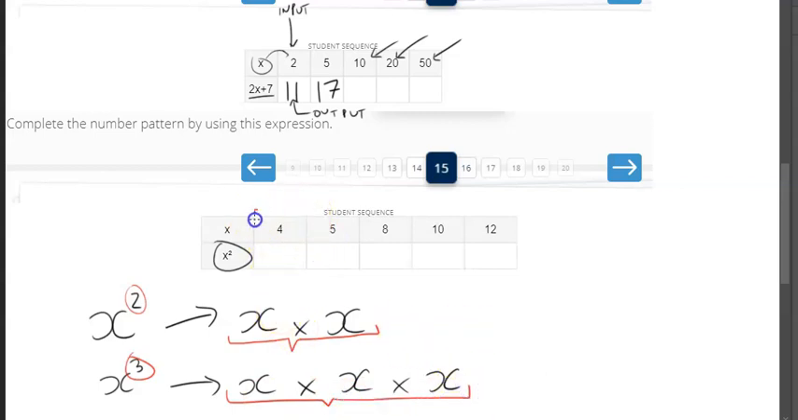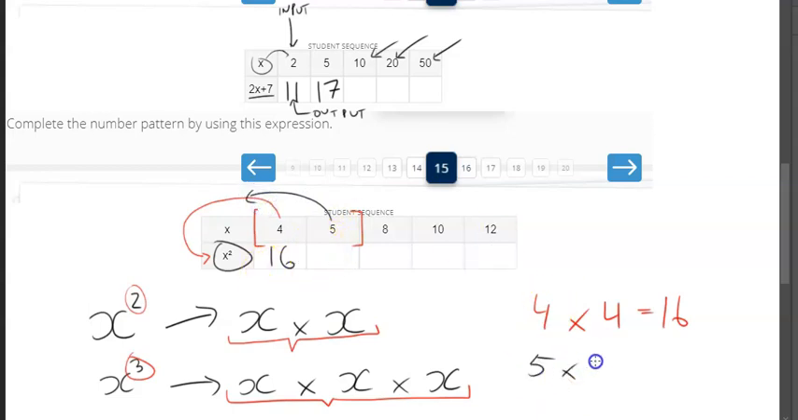I'll do the first two. All we're doing is, if x is equal to 4, x squared is just 4 times 4. And we're doing it twice because the power is 2 there. 4 times 4 is 16. So our first output, when the input is 4, will be 16. And the second output, if the input is 5, is just 5 times 5. And that will give me 25. Okay, what we're doing, squaring the number.